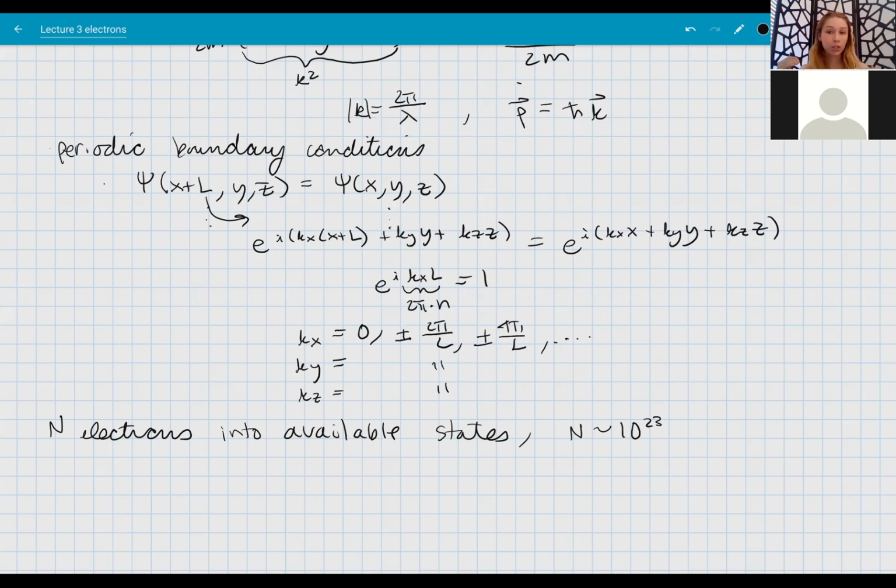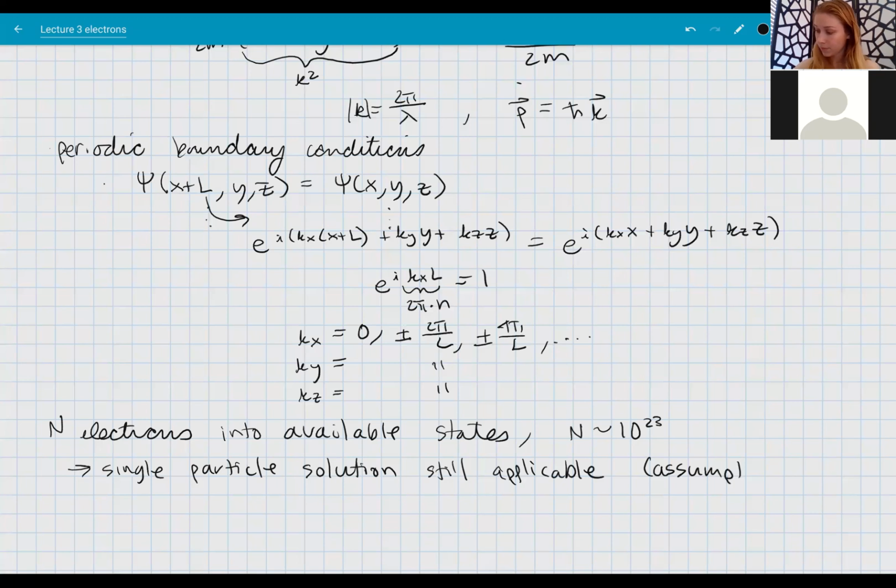So there are going to be certain rules and certain assumptions. Let me first write down the assumption. The assumption is that the presence of many electrons does not affect the solutions to the Schrodinger equation. So let's say the single particle solution is still applicable for many particles. So this is an assumption. And then everything that I'm going to write after that is a set of rules.